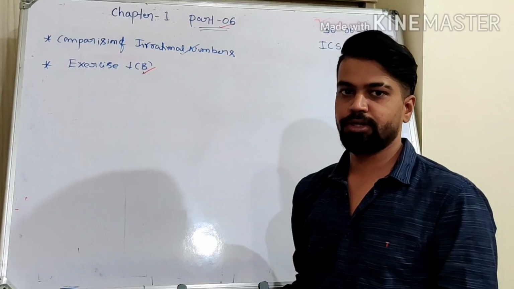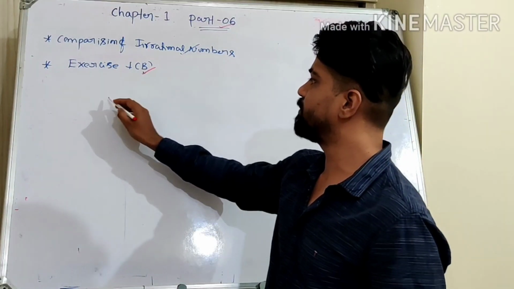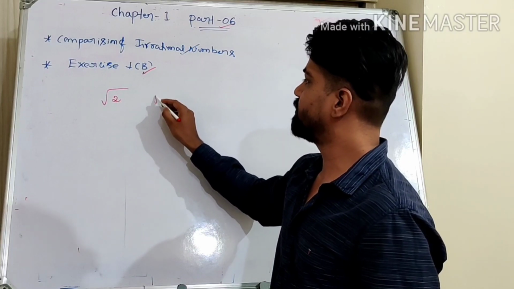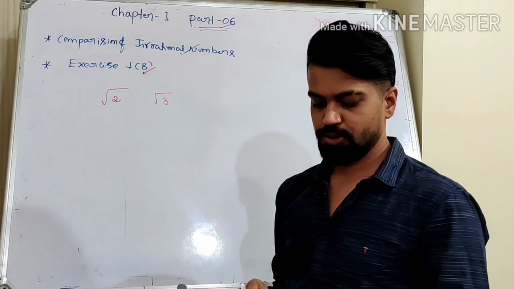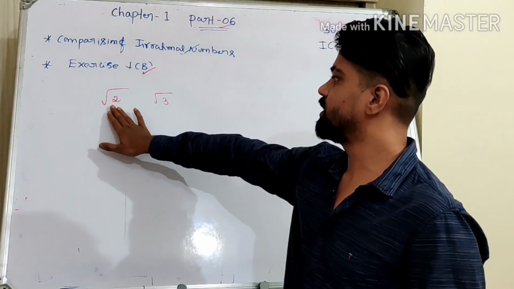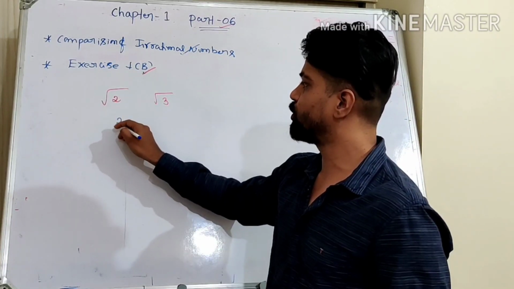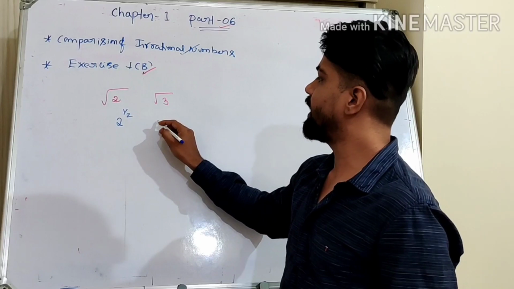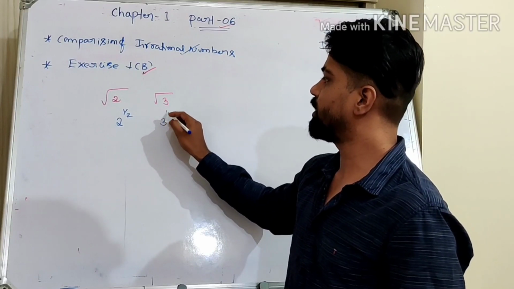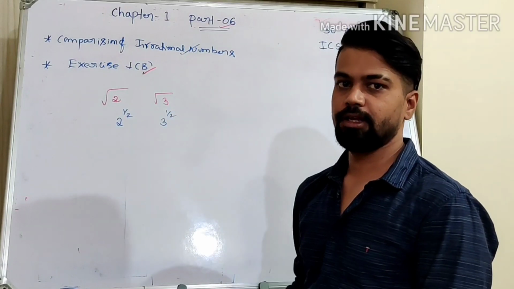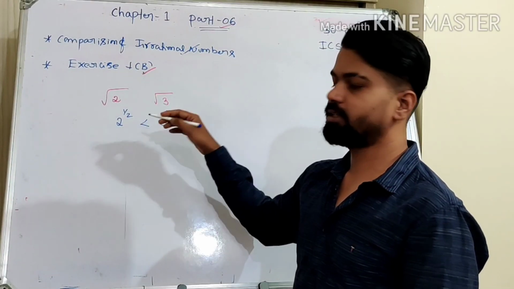So how to compare two irrational numbers? For example, there is a number root 2 and a number root 3. You can easily compare: root 2 is less than root 3. That is because they have the same power. Root 2 means 2 power 1 by 2 and root 3 means 3 power 1 by 2. When the powers are the same, we can compare the bases directly. So this is less than this.